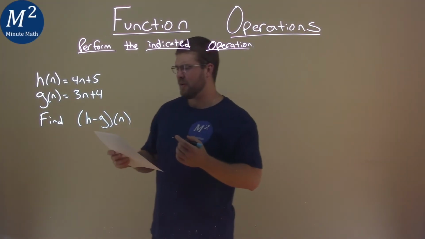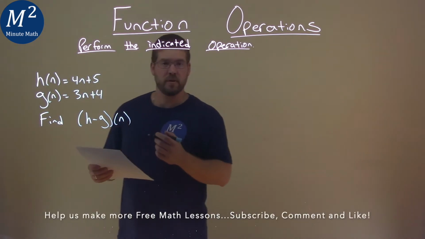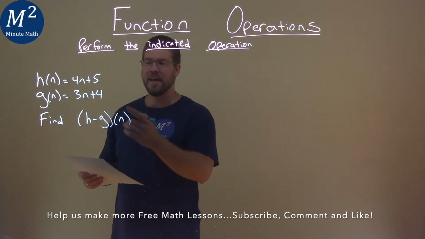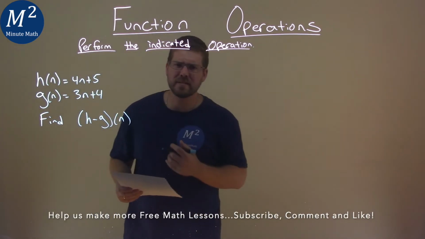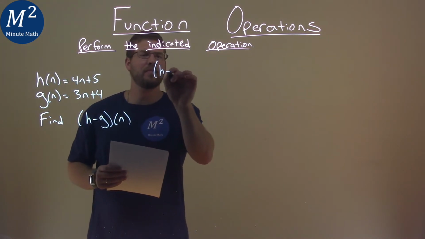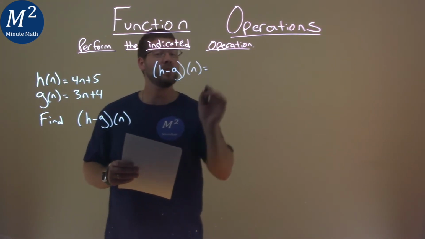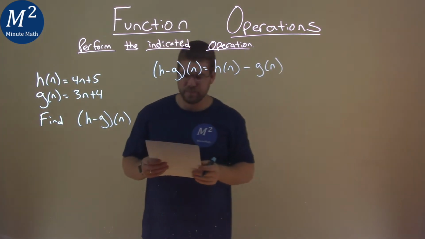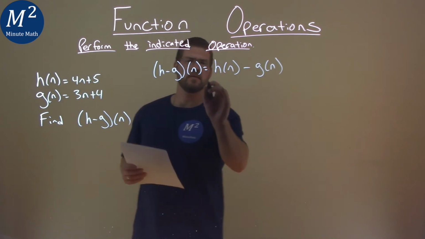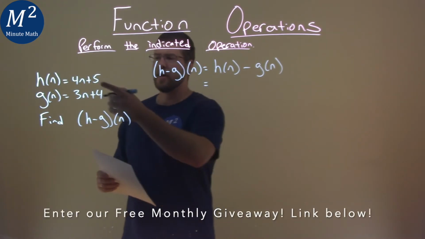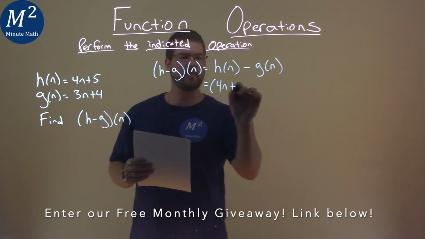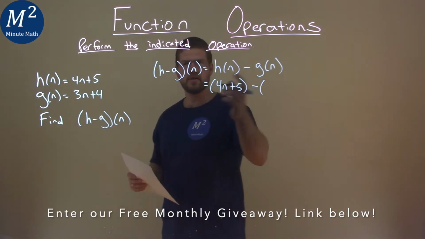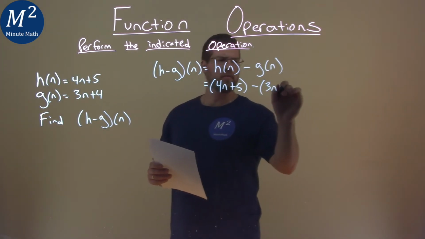We're given this problem right here. H of n is equal to 4n plus 5, and g of n is equal to 3n plus 4. And we need to find h minus g of n. Well, what is h minus g of n? H minus g of n is equal to h of n minus g of n. Well, we know what they are. We were given that in the beginning. H of n is 4n plus 5, so we plug that in. Subtraction here. Now we put it in parentheses, g of n, 3n plus 4.